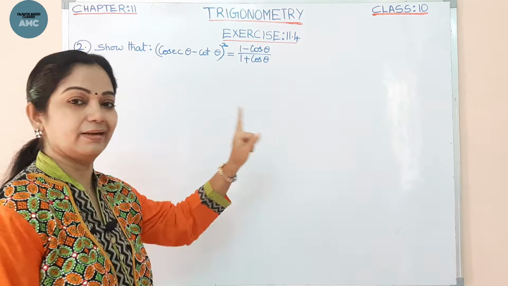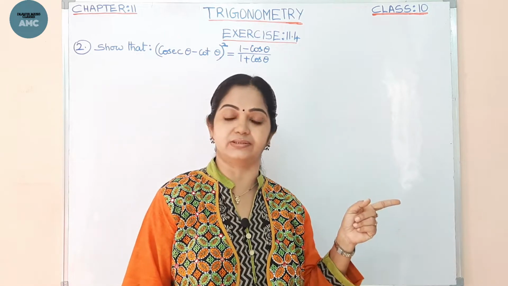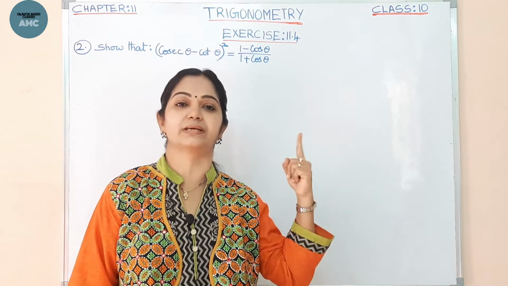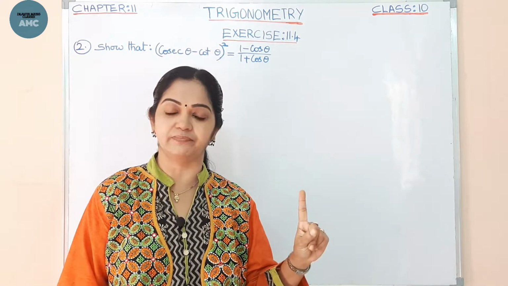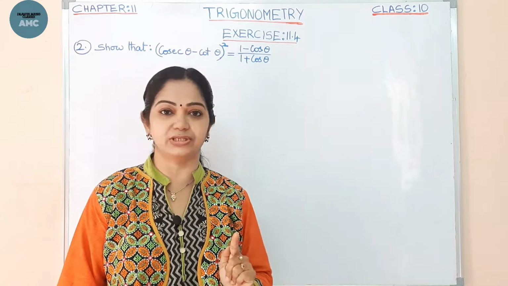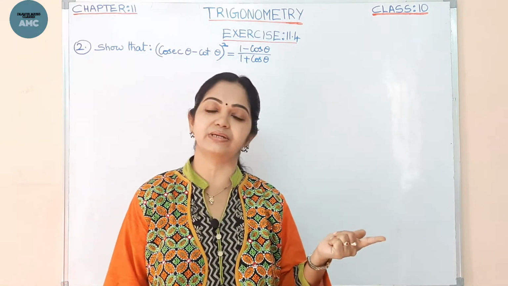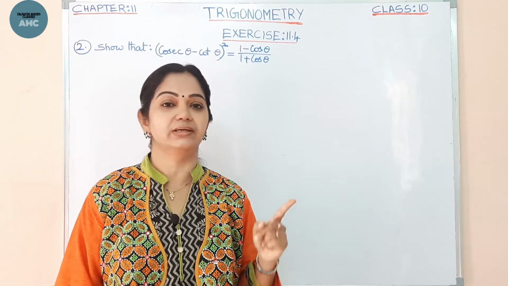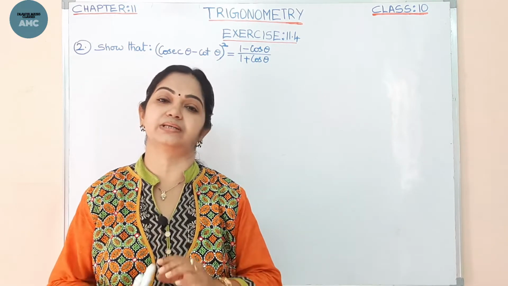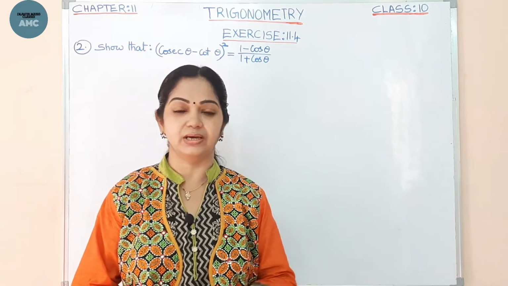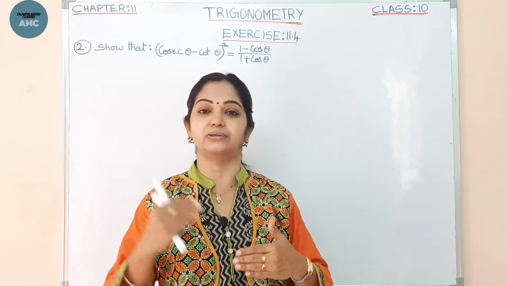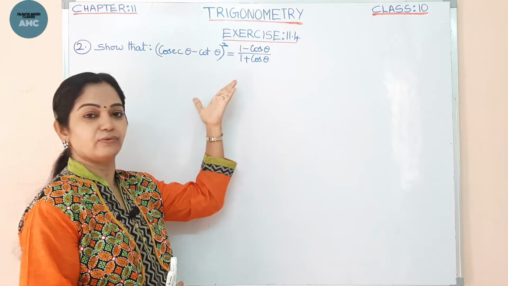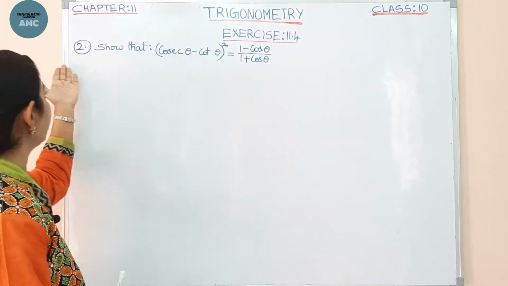Before that, let us recap the trigonometric identities. What are the trigonometric identities? The first one is sine square theta plus cos square theta is equal to 1. From that, we can deduce two more equations. The second trigonometric identity is 1 plus tan square theta is equal to secant square theta. The third one is 1 plus cot square theta is equal to cosecant square theta. From the second and the third also, we can deduce two more equations, according to the need of the problem.